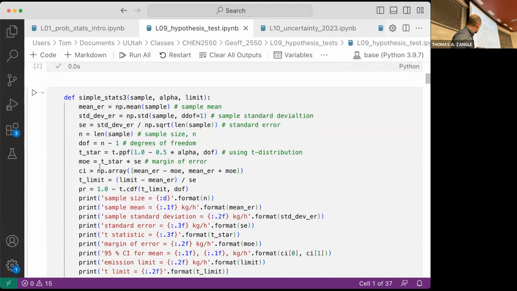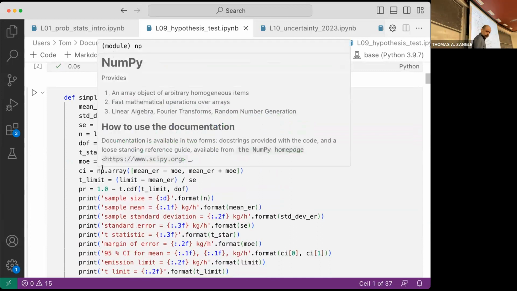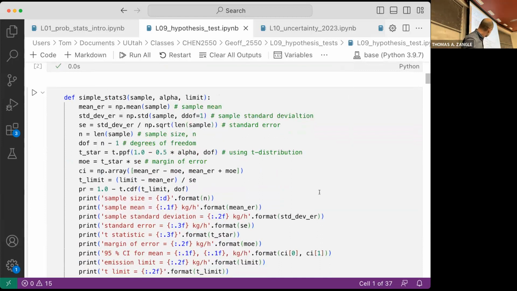This is a custom function written into this Jupyter notebook that essentially calculates a number of the summary statistics that we've discussed in previous lectures, right? So including the mean and the standard deviation. The standard error is that standard deviation divided by the square root of the number of samples. So the standard deviation divided by, in this case, the square root of 3.